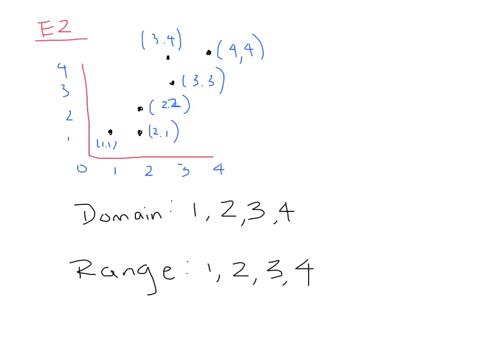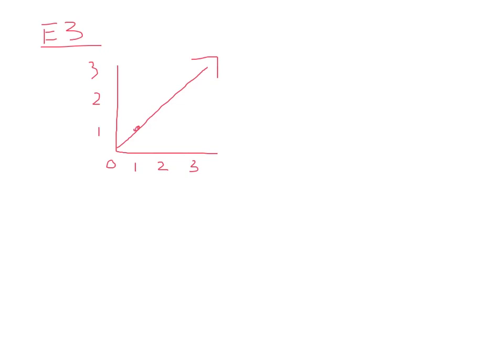All right, let's go ahead and do one more. It's going to be example 3. And this time, we're going to actually draw a graph that has a line on it. So I'm going to draw a graph. We have 0 right here, and then we have 1, 2, 3, 1, 2, 3. I'm going to draw a line going up like this, right? On that line, we have points, let's say at 1, 1, 2, 2, and 3, 3.